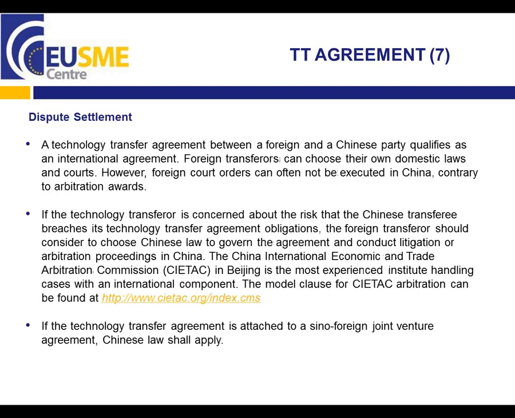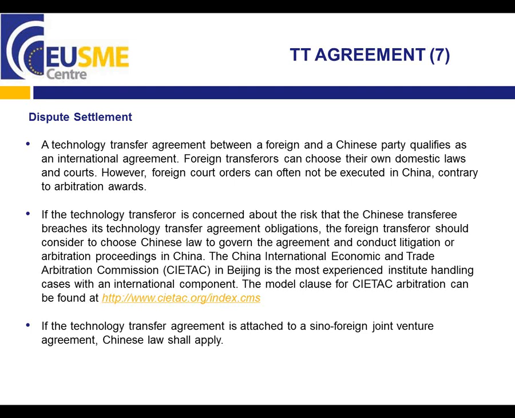Dispute settlements: don't stipulate in the agreements that your own court and your own law will apply. It has no meaning, because if the infringement is in China, you will have no access to Chinese courts anymore, because foreign courts' judgments are not executed in China.